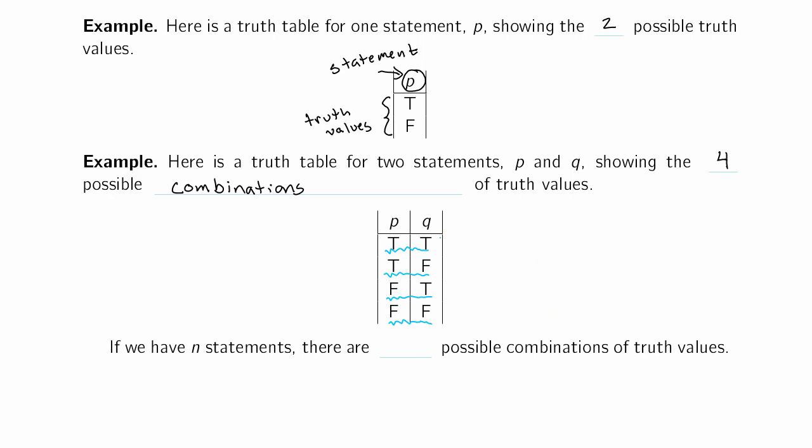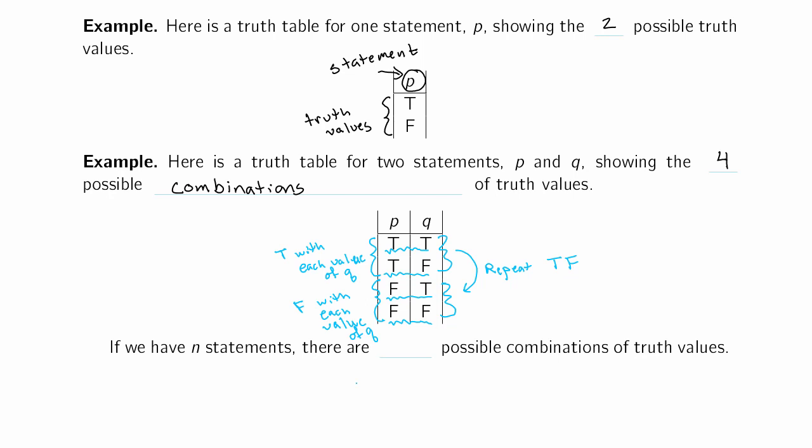And notice how we set this up. The Q column just repeats true, false, all the way down. The P column has 2 truths, so it has a true with each value of Q. And then it has 2 falses. It has a false with each value of Q. In general, so when we had one statement, there were 2 possibilities. With 2 statements, there are 4 possibilities.